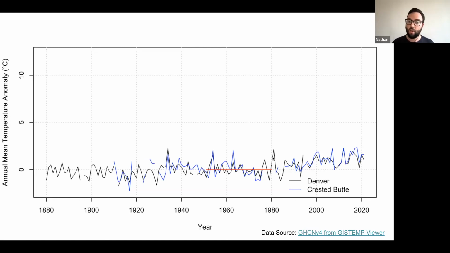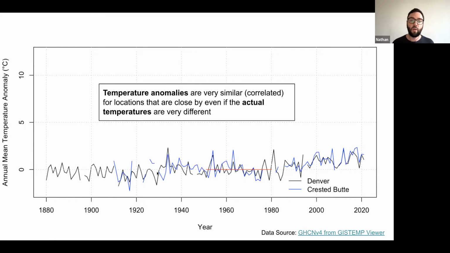So for instance, in this time period around 1980, we can predict that Crested Butte might have followed a similar up and down zigzaggy pattern. And we have pretty strong evidence that that's the case because of how closely these two time series align in the rest of the record. And this property of anomalies, that they're really related when the distances are pretty close, actually holds throughout the whole planet. Saying this in a kind of mathy English sentence: temperature anomalies are very correlated for locations that are close, even if the actual temperatures are very different.